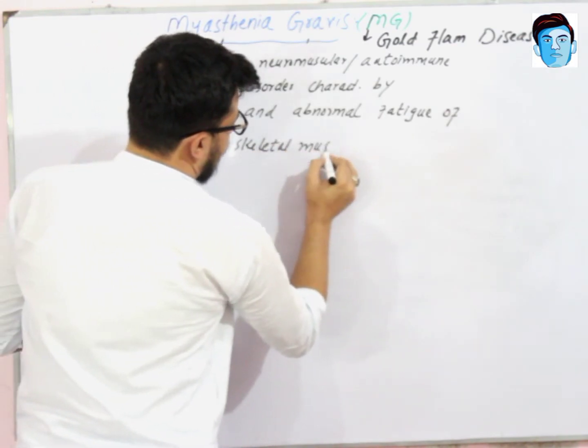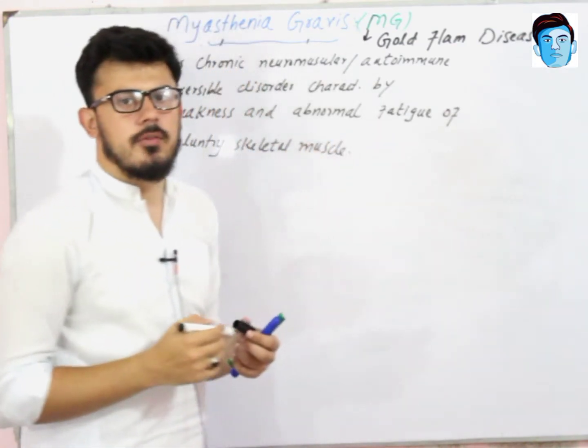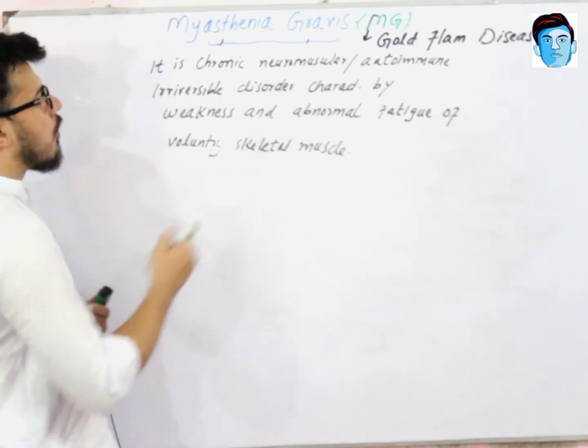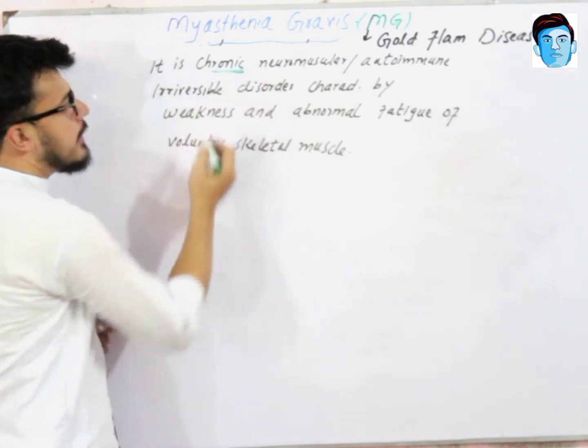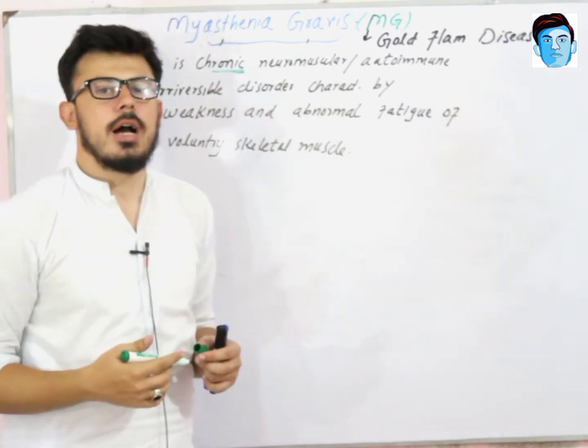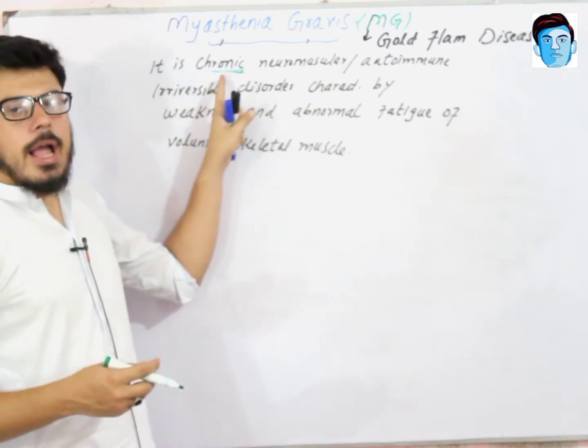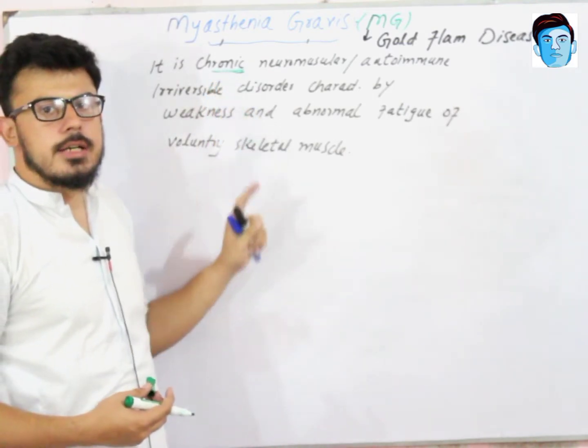So this is the proper definition of myasthenia gravis. How will you define myasthenia gravis? Actually, it is a chronic disorder. Chronic means that the disease occurs in a slow pattern. The pattern is slow and it does not have a sudden onset.